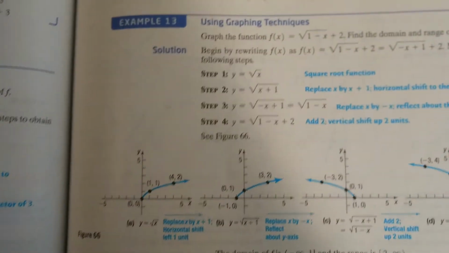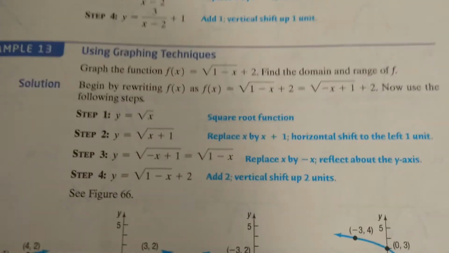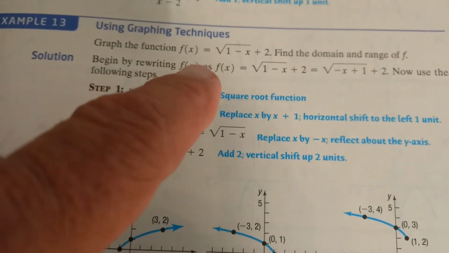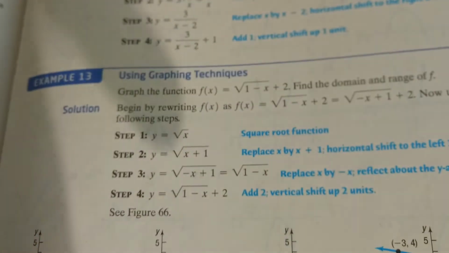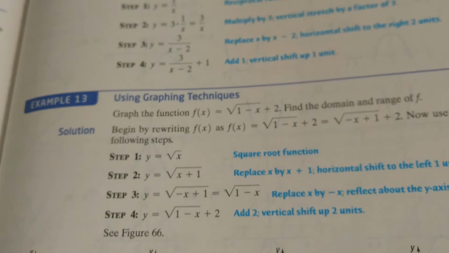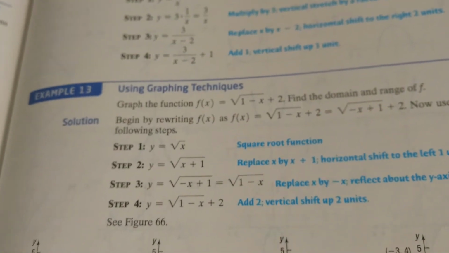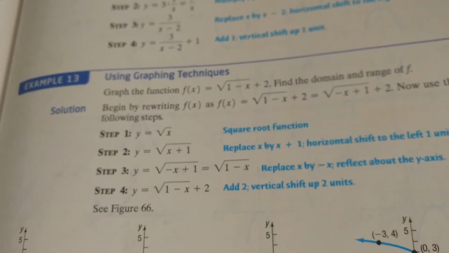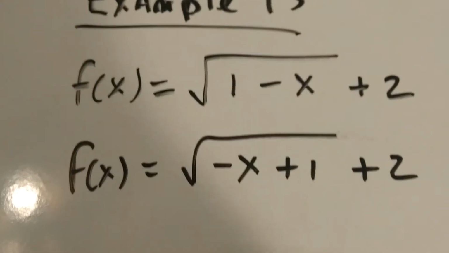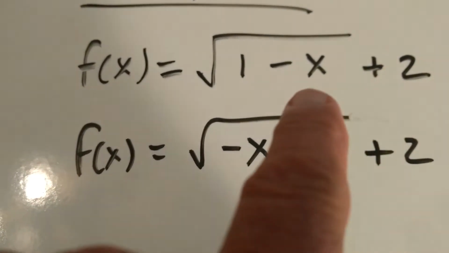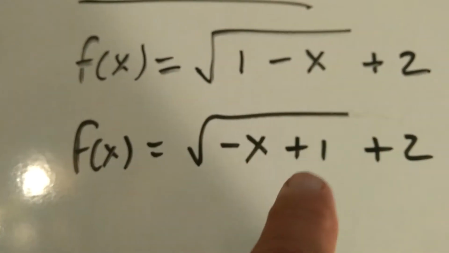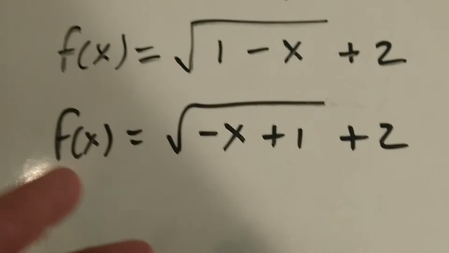Let's go through example 13 in the textbook. If you look at example 13, you have f of x equals square root of 1 minus x, plus 2. The first thing you need to do is make sure that you put it in a form that you can read. So here's the same equation, f of x equals square root of negative x plus 1, plus 2. All I did was bring the negative x in the front and, of course, a plus 1. So now I can see my transformations.